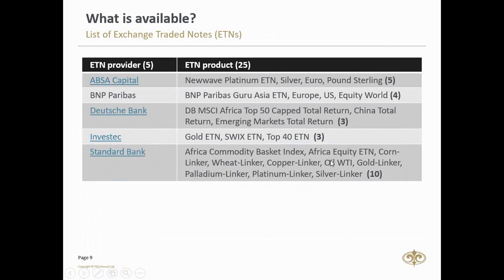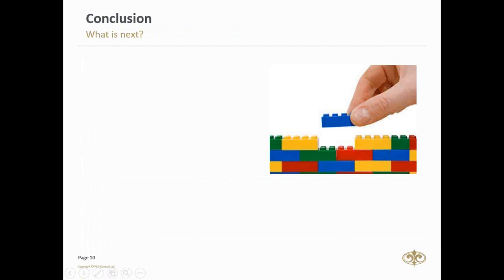And there's also an oil ETN. You see they're the biggest in that space. Standard Bank have more than 10 exchange traded notes. Okay. So guys, I hope that makes sense to you. Sorry, I've got a bit of a frog here. Hang on a second.